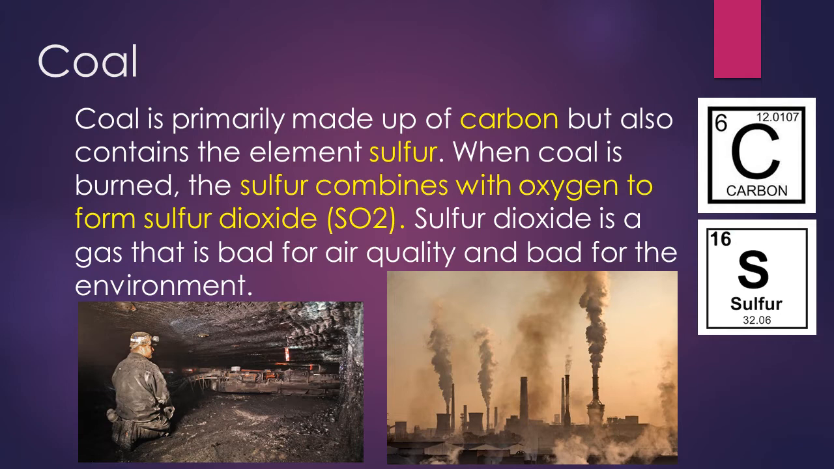Now, coal is primarily made up of carbon, because again, it comes from the remains of plants. But it also contains the element sulfur. When coal is burned, that sulfur combines with oxygen in the air to form sulfur dioxide, SO2. Now, sulfur dioxide is a gas that is bad for air quality and bad for the environment.